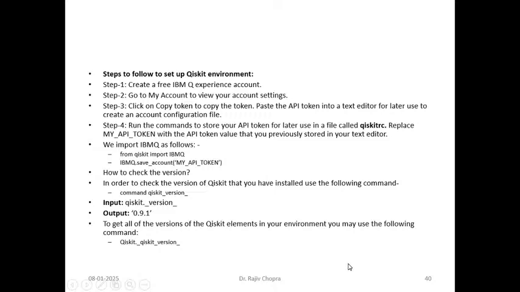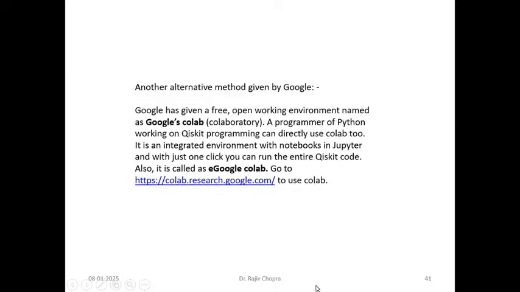The easiest of all, if you have to run a quantum program, is to go to Google Collaboratory. There you can directly run these programs, type your program in a Jupyter notebook, and run the entire QSkit code. It is called Google Colab. You can go to this link and use Colab. Everything can be run from here.